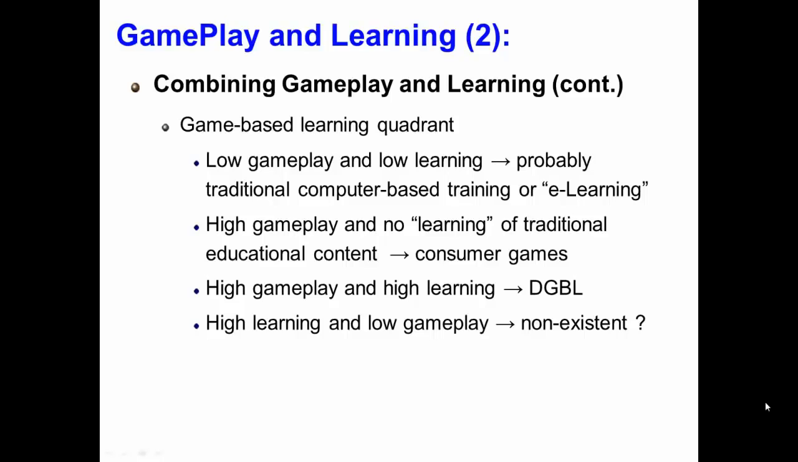A pure or a typical consumer game typically delivers high gameplay but no learning of traditional educational content, aside from the learning that actually takes place. And this occupies the upper left quadrant. Digital game-based learning or serious games occupy the high gameplay and high learning upper right quadrant. And finally, when we refer to high learning with low engagement, according to Mark Prensky, this is a null category, and it just doesn't exist. In other words, you can't have high learning with very low engagement.